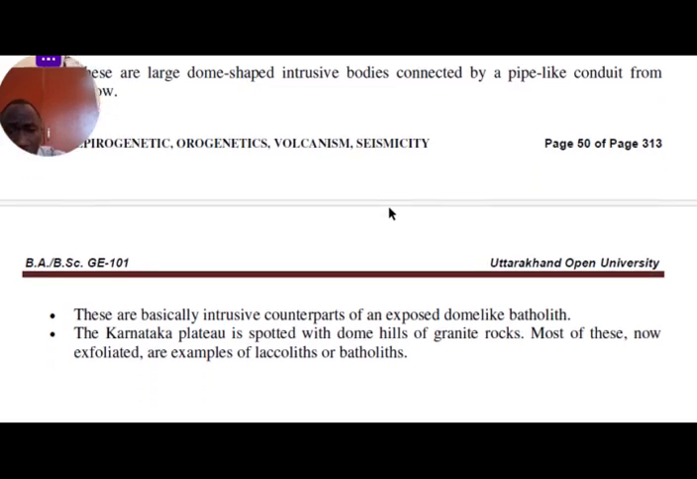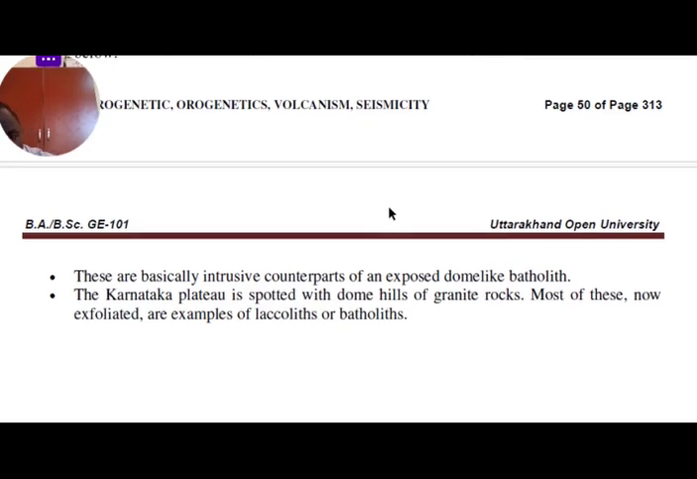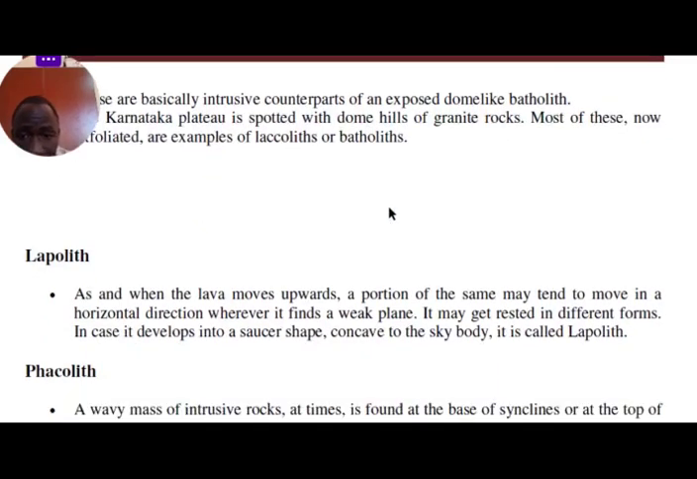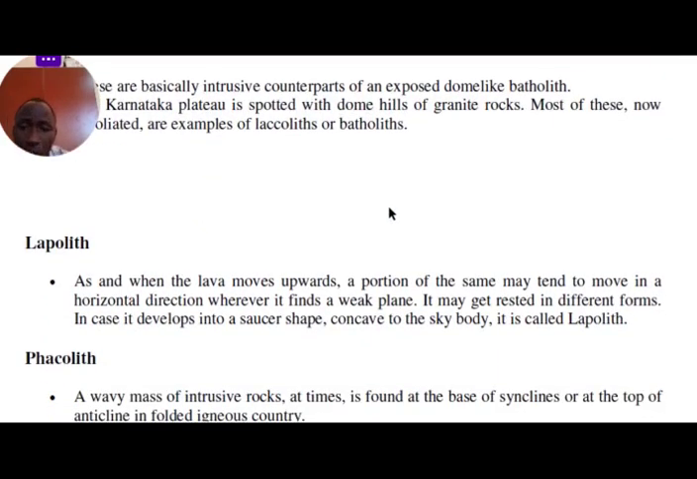When you go on, we are looking at how these are basically intrusive counterparts of the exposed dome-like batholiths. In other words, they also tend to have the same shape as those of the batholiths, but they only differ in terms of how they look. When you go on, they are trying to tell us the areas where we usually find these landforms, the laccoliths and the batholiths. Then when you go on, you have a lopolith.